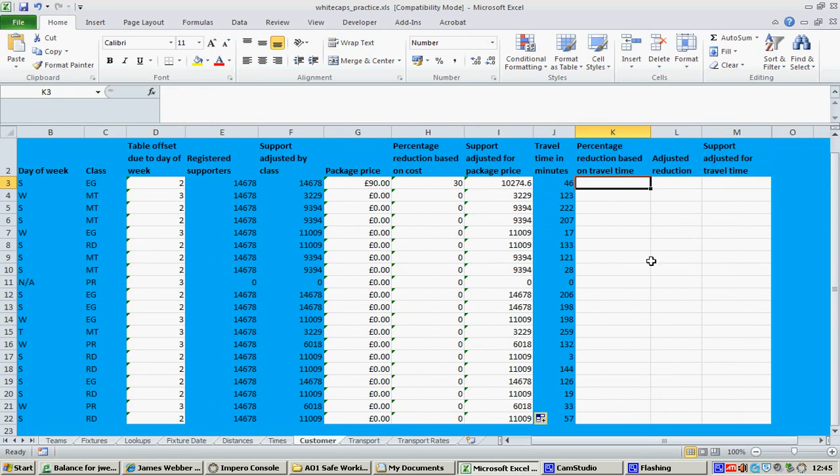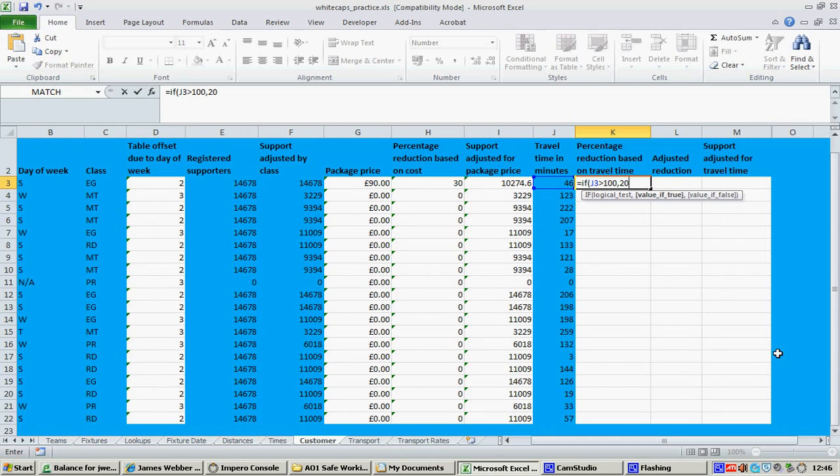Percentage reduction, again, based on the travel time, is the same sort of formula as this one where we've got the nested if. I imagine it's going to be something like equals if the travel time is bigger than, I don't know, 100 miles. That's from Bristol to, I don't know, just a bit further than Cardiff. If it's greater than 100 miles, then only 70% of people are going to come. So I want to reduce it by 30% again, or maybe actually more people will come than that. Maybe 80% of people will come.